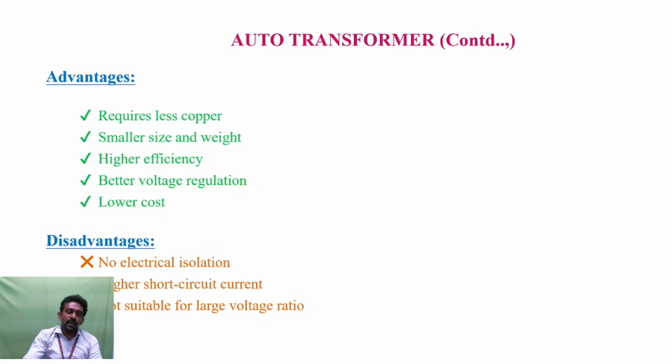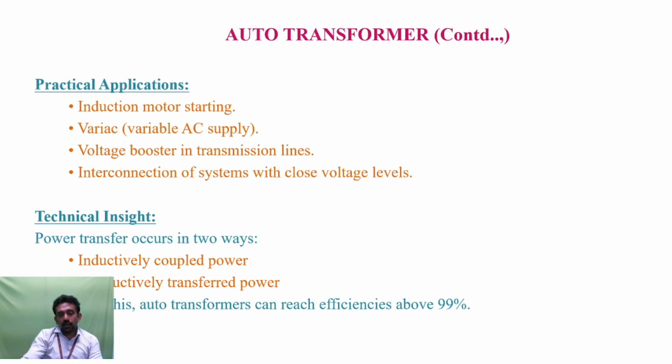It also has disadvantages, as in case of any fault it is more prone to faulty conditions, as it has no electrical isolation, and a high amount of short circuit current can be induced. It is not suitable for very large voltage ratios, as it is limited by the smaller number of turns. Coming to practical applications, it can be used for starting of induction motors, attaining various voltage levels across the secondary winding, voltage boosters in transmission lines, and interconnection of electrical systems with close voltage levels.